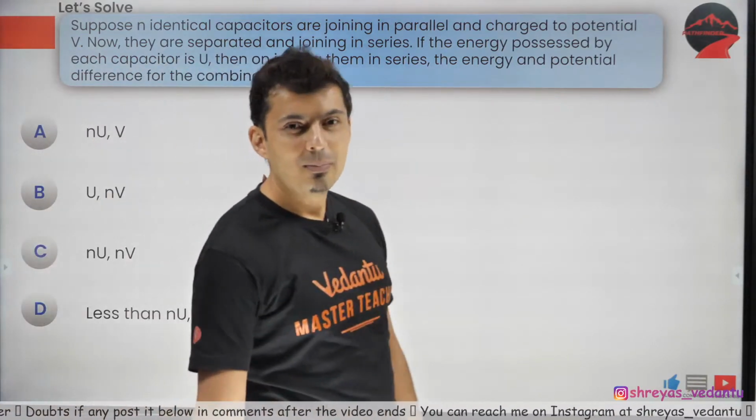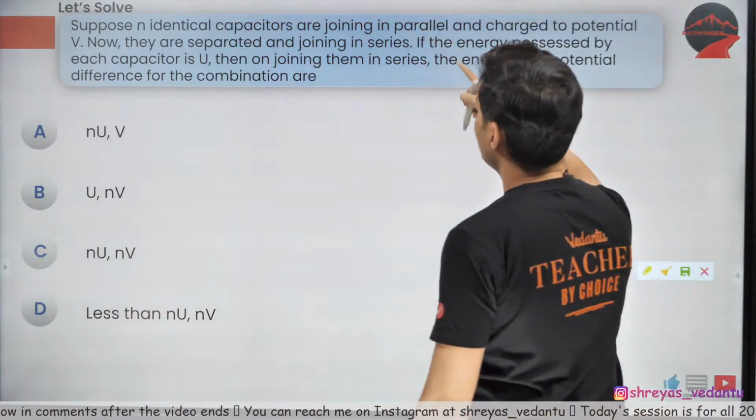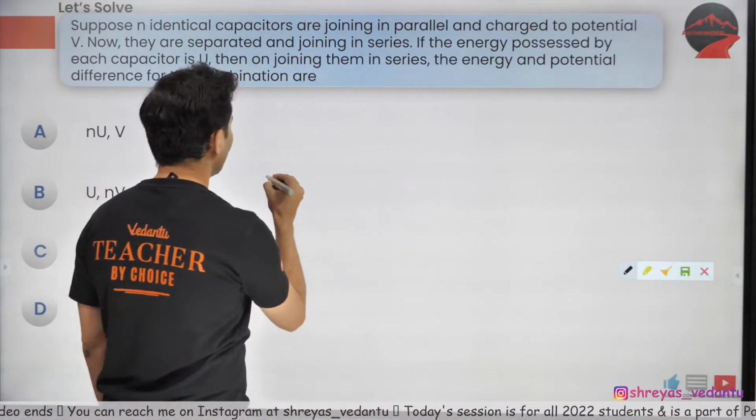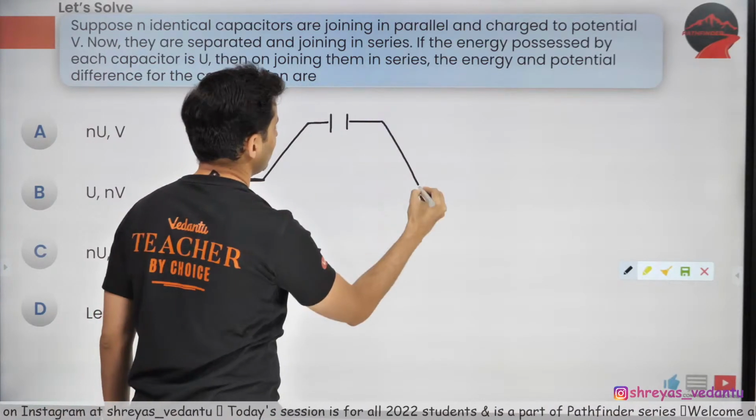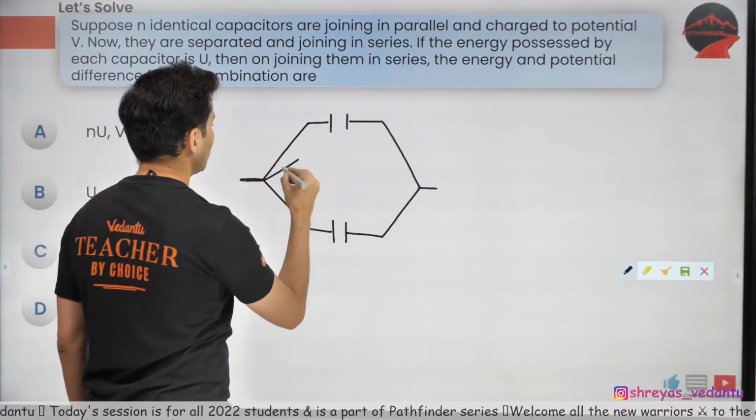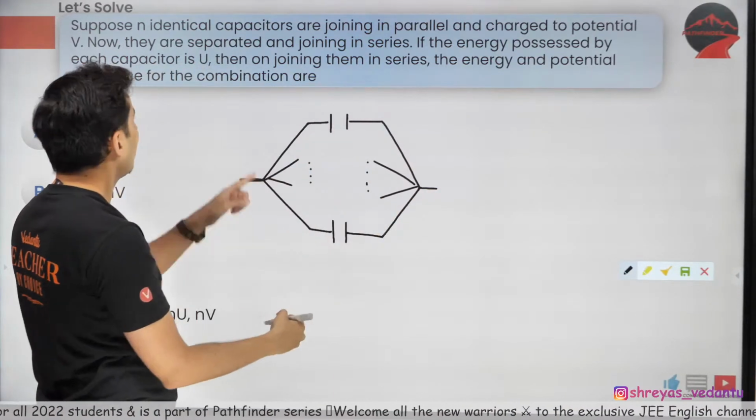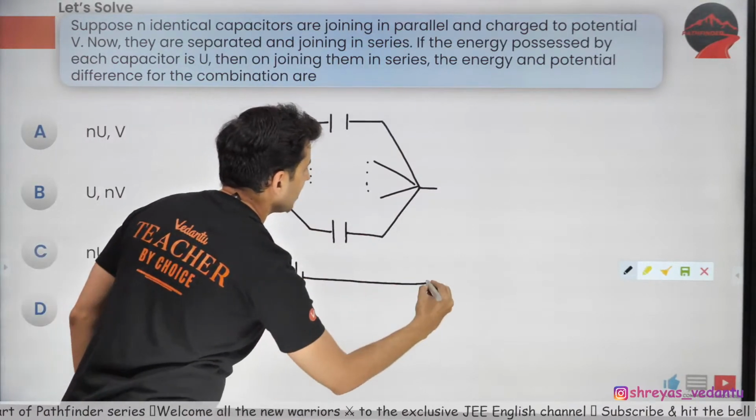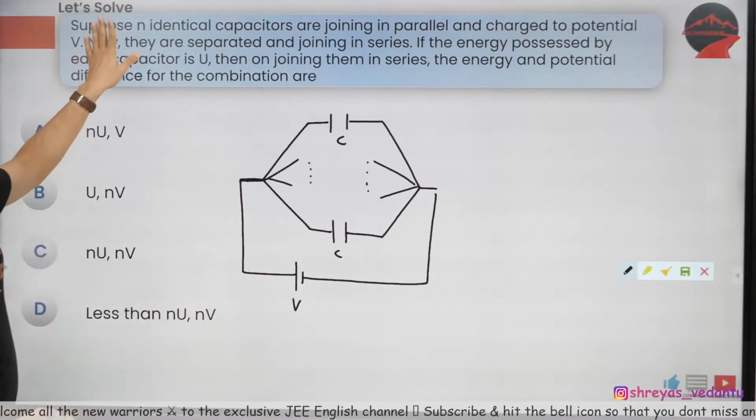Let's solve this question based on voltages and energy. So there are n capacitors which are joined in parallel and charged to the potential V. What it means is something like this: you have n capacitors, so many such capacitors, and they are all connected to the potential V. There are V volts to which these capacitors are connected. There are n of them.